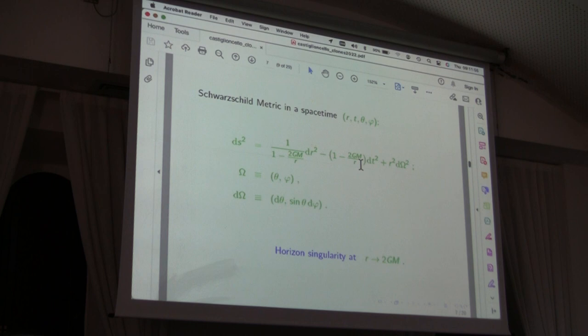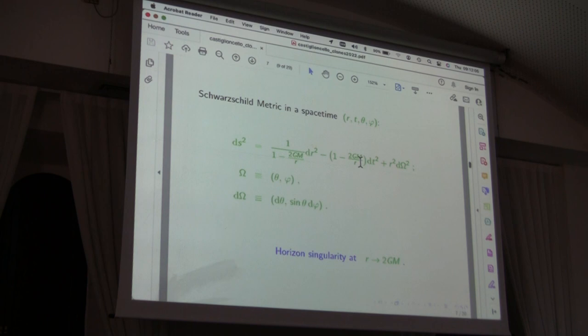But there's, of course, a line element in the time direction, which is being shortened the closer you come to the horizon. At the horizon, time stands still. This whole term, the dt squared, vanishes. Time is no longer a coordinate at the horizon. So the horizon is at r equals 2GM.